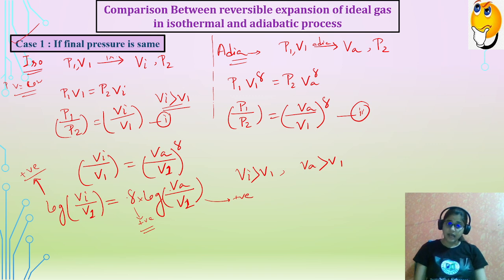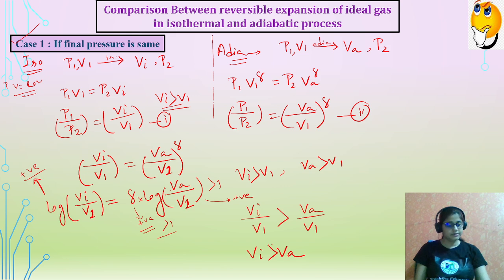That means after multiplication we are getting this, and all are positive, greater than one value. All have greater than one value. This is also greater than one. So what we understand from here is that if we multiply these two values with positive values, we get this one. So we can compare these two and we can say that Vi by V1 will be greater than Va by V1. So Vi will be greater than Va.